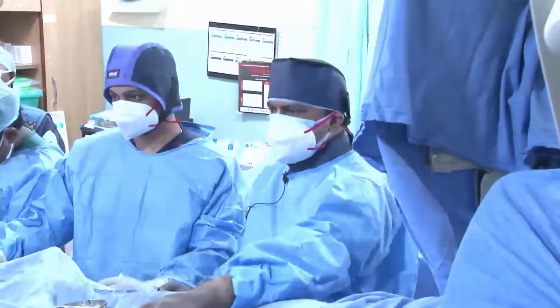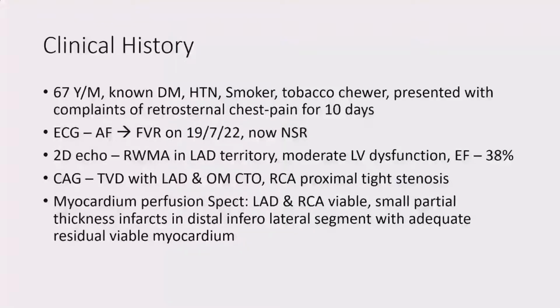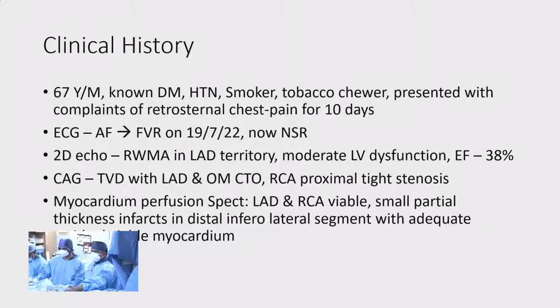This is a case of severe triple vessel disease with CTO of LAD, image guided. So this is a 67-year-old male, known diabetic and hypertensive, smoker, and presented with complaints of retrosternal chest pain of 10 days duration. He had atrial fibrillation with fast ventricular rate, now in sinus rhythm. ECG showed RWMA of LAD territory, moderate LV dysfunction, ejection fraction of 38%.